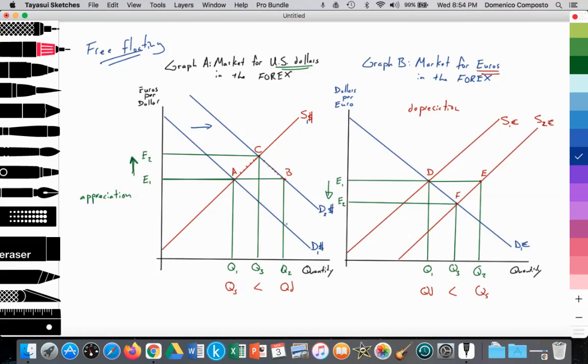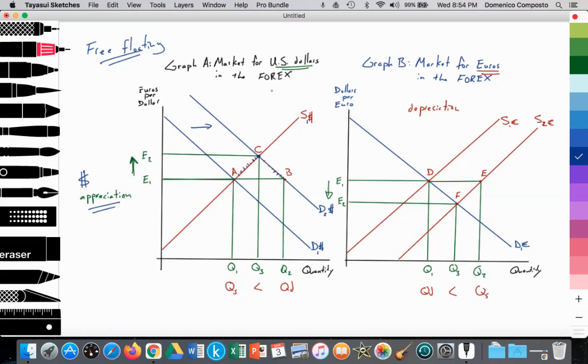Thus, at point B, the quantity demanded exceeds the quantity supplied. That puts upward pressure on the value of the currency to rise from E1 to E2. That leads to an increase in the quantity supplied along the supply curve from point A to C, or from Q1 to Q3, and a decrease in the quantity demanded from point B to C along the D2 curve, or a decrease from Q2 to Q3, establishing a new equilibrium where S1 equals D2 with a new value at E2 and a new quantity supplied and demanded at Q3. Thus, that illustrates that the US dollar has appreciated in value.